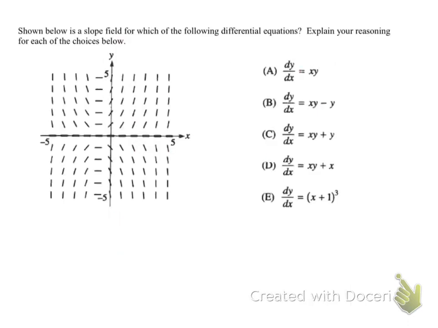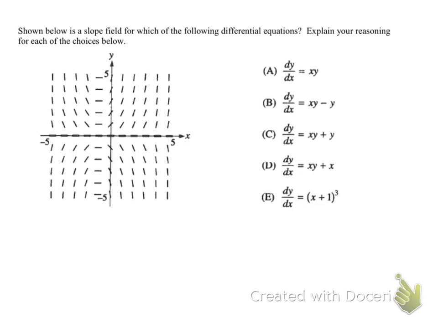Okay, moving on. This is on page 618. Okay. So I think this is part of an AP question. I've just modified it a little bit. So shown below is a slope field for which of the following differential equations. Explain your reasoning for each of the choices below. Okay, so those of you that were in class on Thursday and Friday, or on Friday at least, we did go over this one, but I didn't get to really explain. So I'm going to do that here.